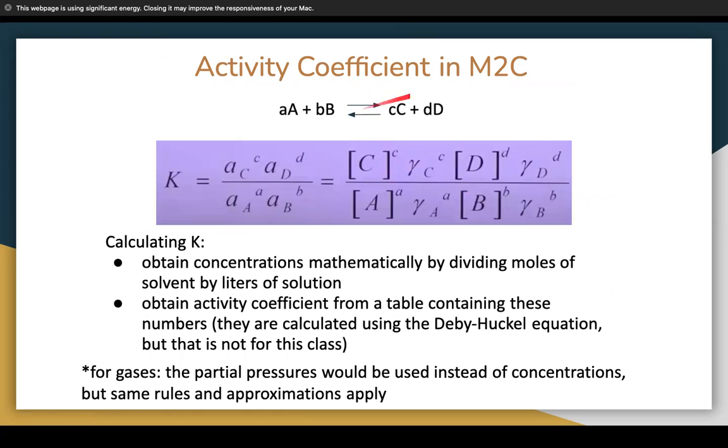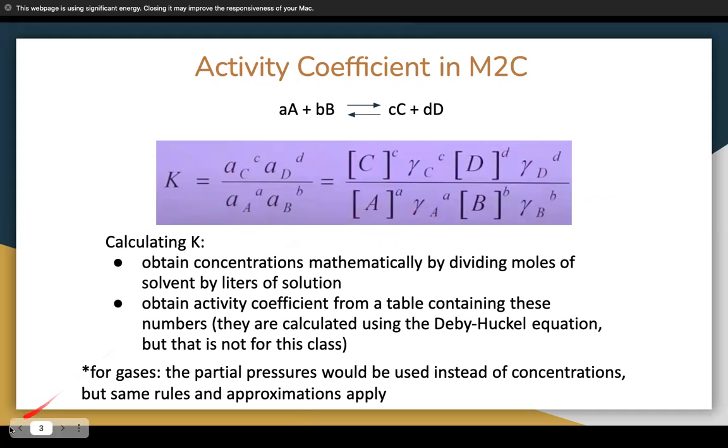All right, so the activity coefficient in M2C, because of what we have recently learned about activities in this class, I will be talking about the activity coefficient when calculating the equilibrium constant. So for simplicity purposes, I will be referring to this equation on this slide. And as I hope we all know by now, to calculate the equilibrium constant, we're going to take the activity of the products multiplied by each other, divided by the activity of the reactants multiplied by each other.